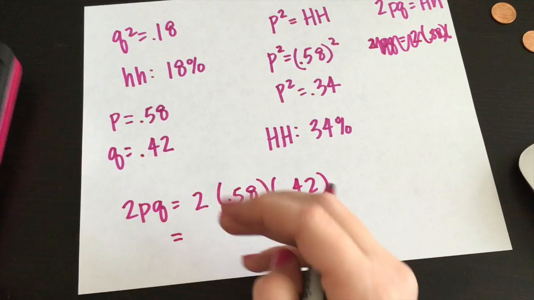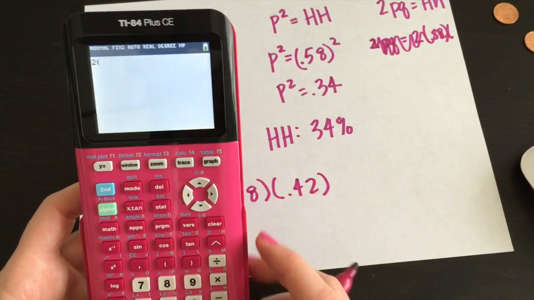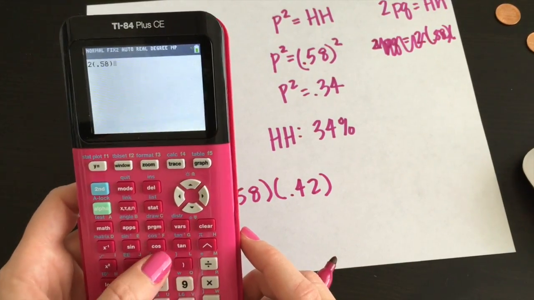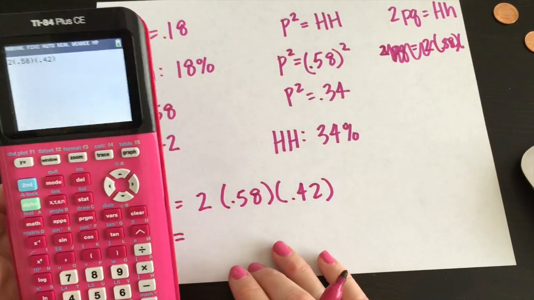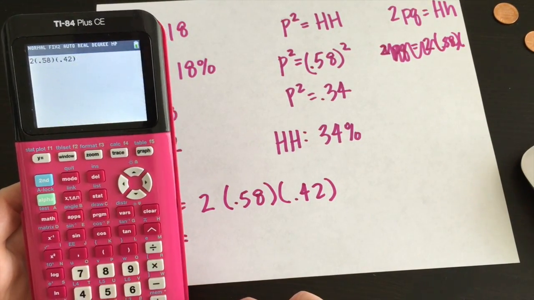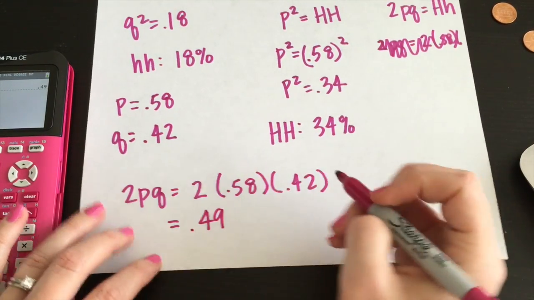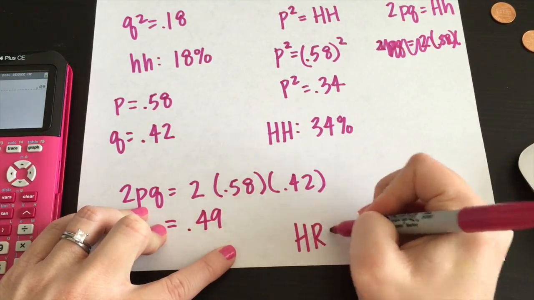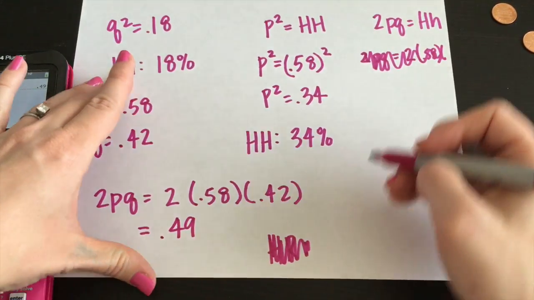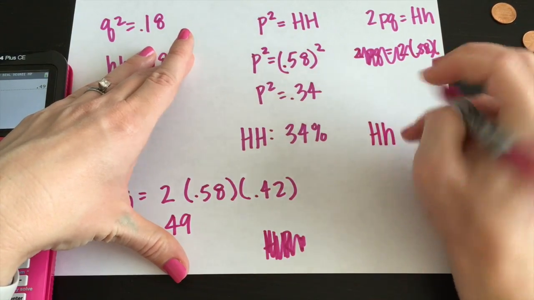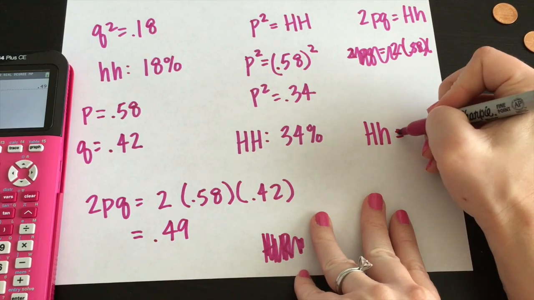So for our 2PQ, what we're going to do is just put that right in our calculator. 2 times 0.58 times 0.42. And let's double check and make sure I plugged in everything correctly, and everything looks good. 0.49. So that means our heterozygous one, oh, why did I write that? Thinking heterozygous and I write something crazy. Heterozygous with the right alleles here is going to be 49%.